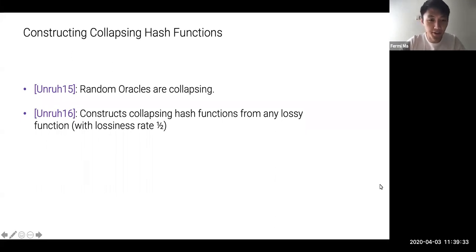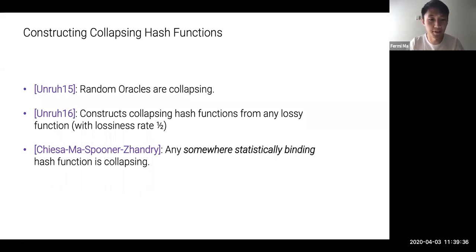So here's another construction. This is an observation with Ale, Nick, and Mark, that any somewhere statistically binding hash function, I'll define this if you haven't seen it, don't worry, is already a collapsing hash function. These were actually introduced about the same time as collapsing hash functions. And it turns out that this purely classical definition actually achieves collapsing. This is unpublished, and you'll see why it's kind of obvious, one of those obvious in hindsight things. So I'll show this construction just because it's the easiest construction of collapsing that I know of.